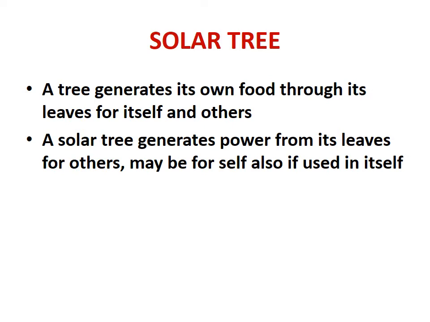A tree generates its own food through its leaves for itself and others. Similarly, a solar tree also generates power from its leaves for others surely, and if connected in itself, then maybe for self also. It means that for generation of power or food, tree and solar tree are similar and they have a similar concept.